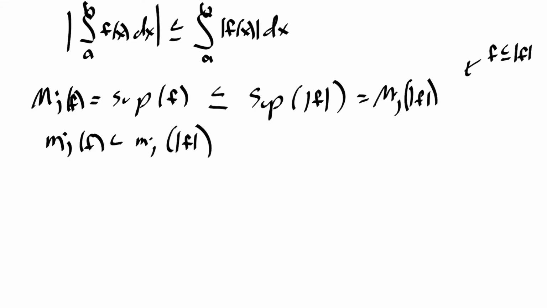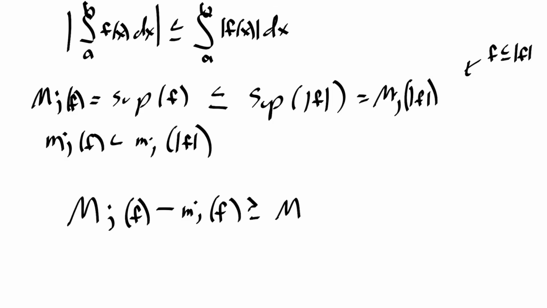Okay, so let's see. So what the book wants to do is to subtract these and get a nice result. So what the book wants to do is, what if I take capital mj of f and subtract little mj of f from it? Can I show that this is, in fact, greater than what happens when I do it with the absolute values?